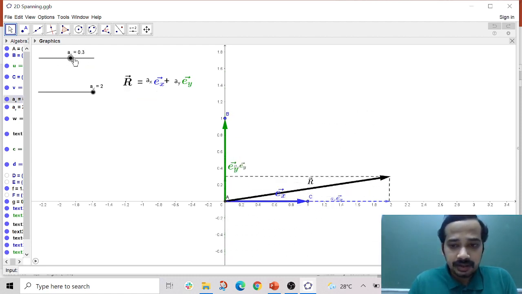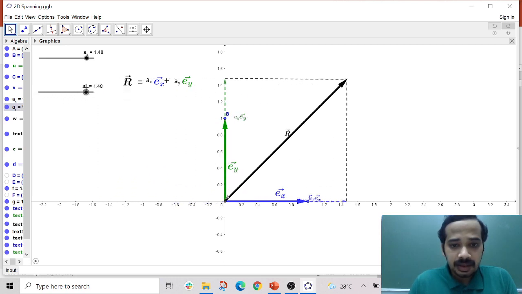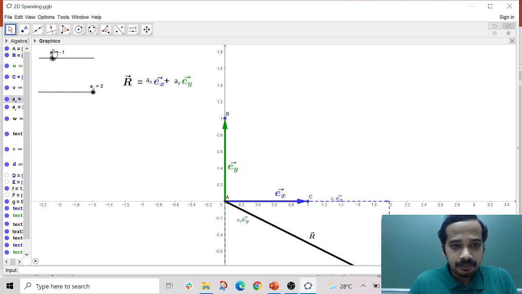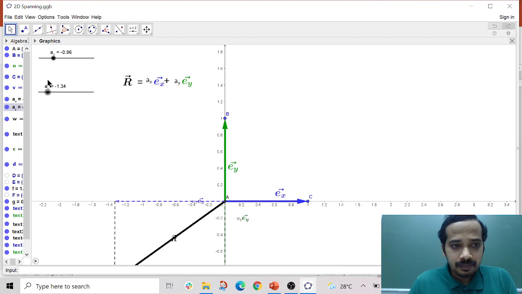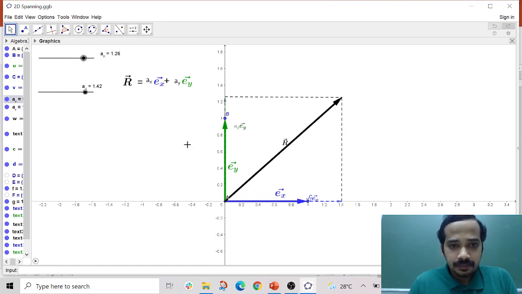We call this spanning the space. Actually, you can generate any vector in a plane by combining Ex and Ey in a different ratio. Again, those ratios are given by Ax is to Ay. You can see this here. You can generate any vector in a two-dimensional plane using these two vectors. So this we can see here. Again, we call this spanning of the space.